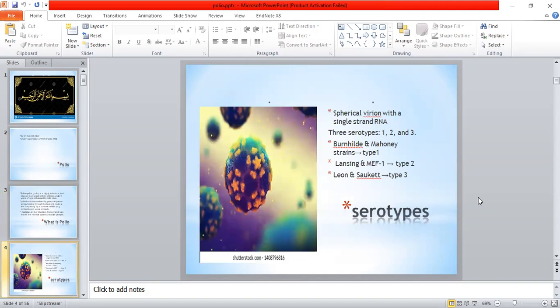Serotypes. It is a spherical virion with a single-stranded RNA, and it has three serotypes: one, two, and three. Type 1 includes the Brunhilde and Mahoney strains. Type 2 includes Lansing and MEF1, and Leon and Saukett are type 3.